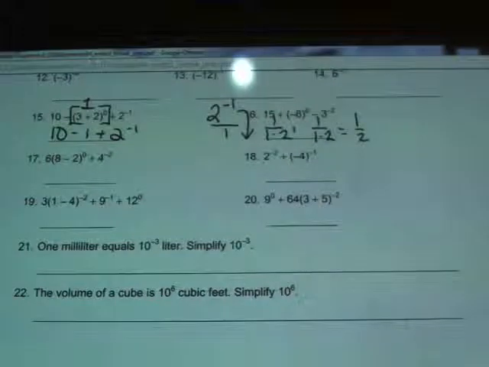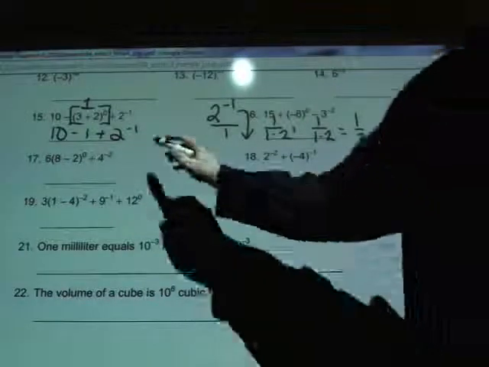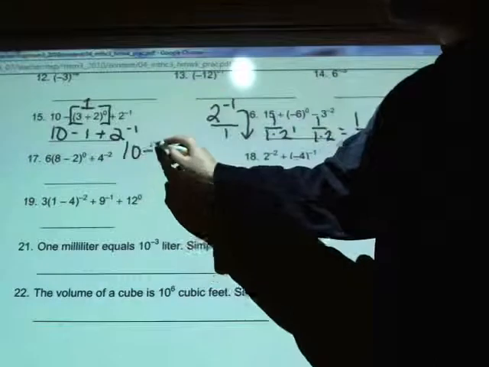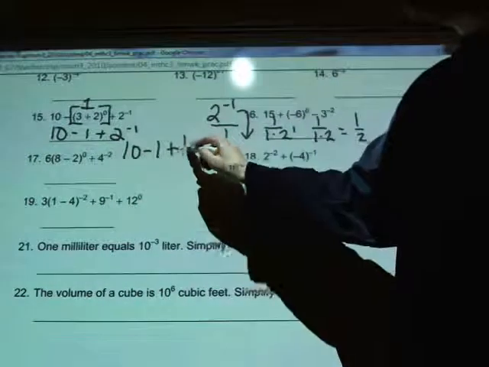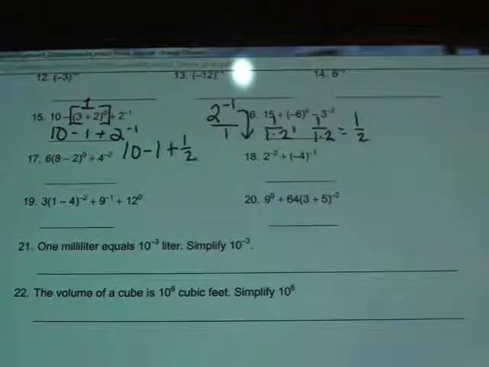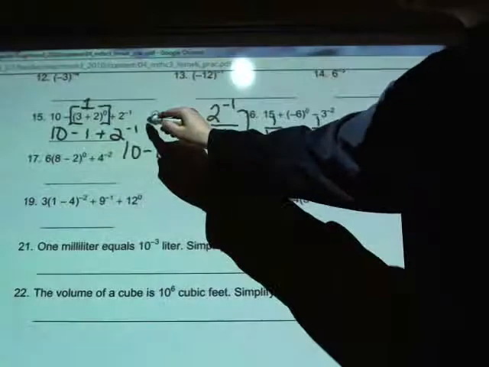So we've got a half there when we simplified 2 to the negative first. So now this question, again, looked really nasty and it's cleaning up really quick. Now it's 10 minus 1 plus a half. Well, now it's just adding and subtracting left to right. 10 minus 1 is 9, and 9 plus a half is 9 1/2, or 9.5.